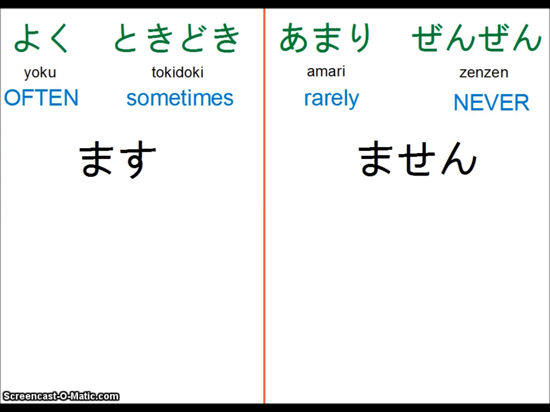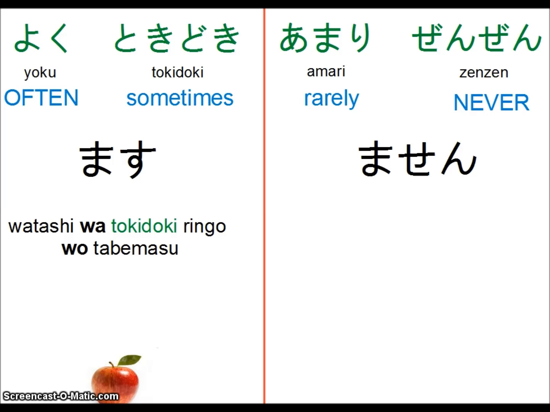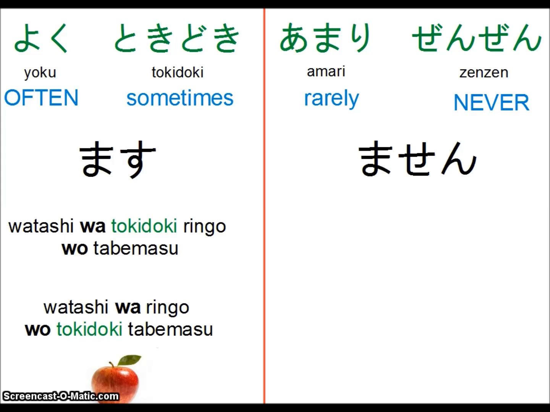So the reasons these are divided into two is because with the first two words, the positive words, often and sometimes, we use the positive masu ending on verbs. So, 私は時々リンゴを食べます. So this is still the subject wa, something o, verb form, but we've just inserted a time word. You could also insert it later. 私はリンゴを時々食べます. They have slightly different implications, but you can use it either way.